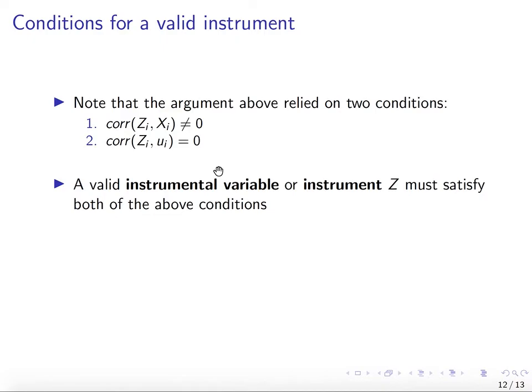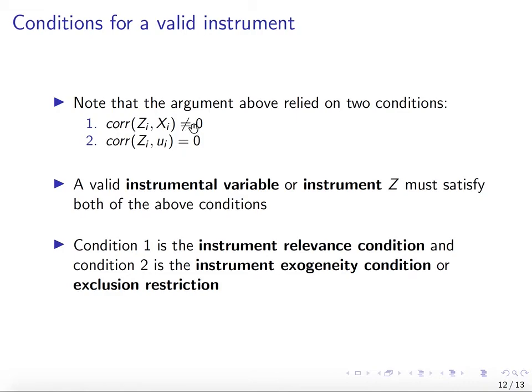Spoiler alert, there's no way you can prove that the second condition is satisfied. You can never prove that your exogenous variable, again in our example rainfall, is uncorrelated with the error term. This is because, by definition, you don't know the full list of potential variables in the error term, and so you can never prove that this is true. You can only suggest that this is true.